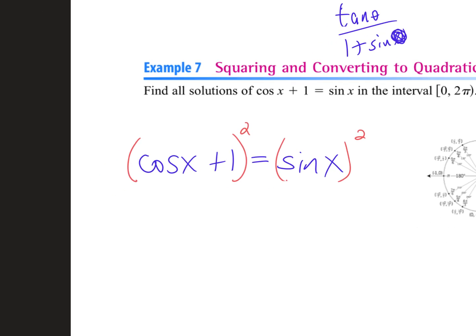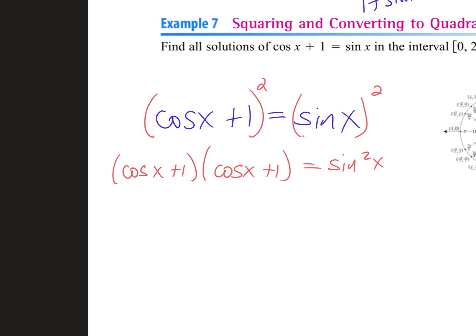So on the left-hand side, what does that look like? Cosine x plus 1 squared. Cosine x plus 1 times what? Cosine x plus 1, okay? And then on the right-hand side, it's just sine squared x, right? You guys agree? Okay. So now let's multiply.